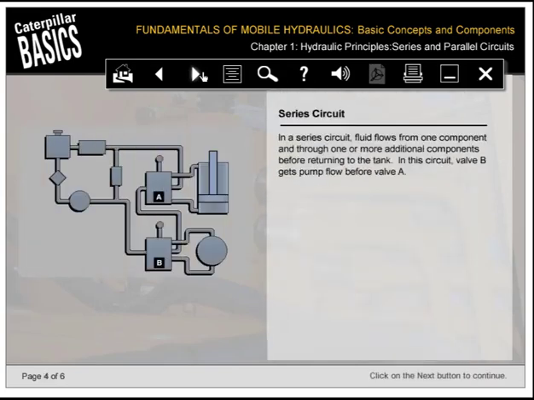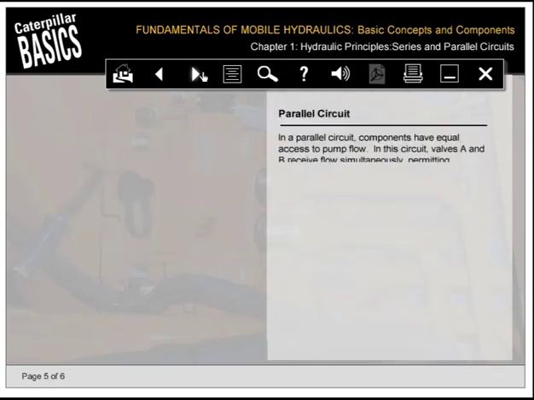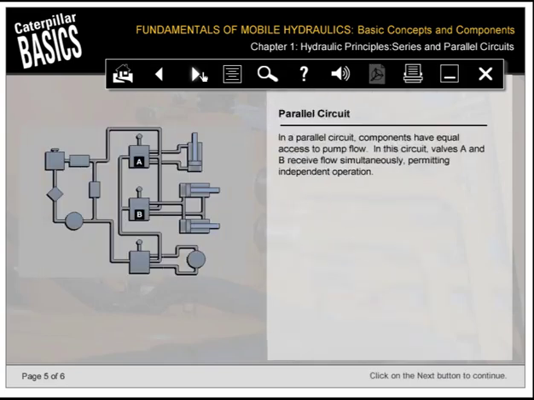In a series circuit, fluid flows from one component and through one or more additional components before returning to the tank. In this circuit, valve B gets pump flow before valve A. In a parallel circuit, components have equal access to pump flow. In this circuit, valves A and B receive flow simultaneously, permitting independent operation.